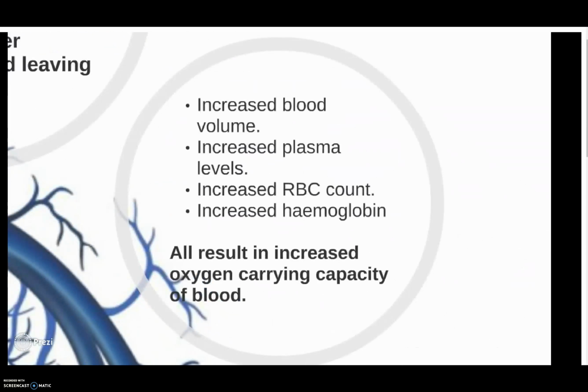We also get increased blood volume, increased plasma levels, increased red blood cell count, and increased hemoglobin, which are really important because they carry oxygen in the bloodstream. All of those things result in an increased oxygen carrying capacity of blood. So now you combine an increased ability to carry oxygen and a larger amount of blood leaving the heart, and we've got a lot more oxygen and nutrients being delivered to working muscles.